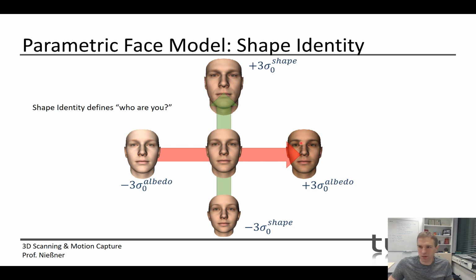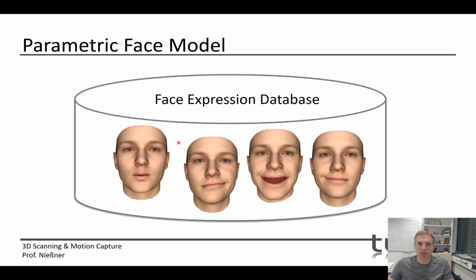And now I would love to have kind of a third axis here, but since I'm not good at drawing, we just have to imagine it. We're going to add a third axis here, which is essentially now looking at the expressions, right? So this is based on what we've done before, where we had different people all looking in the same neutral pose.